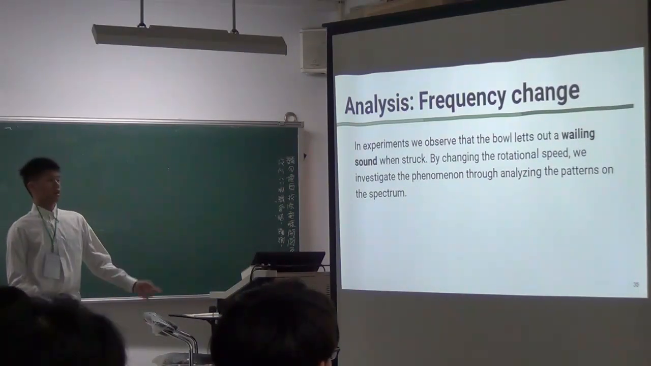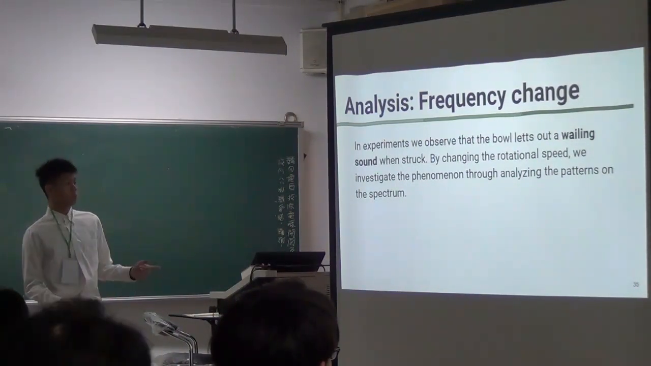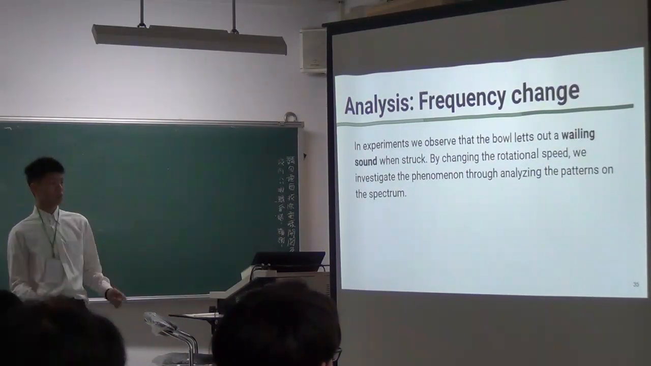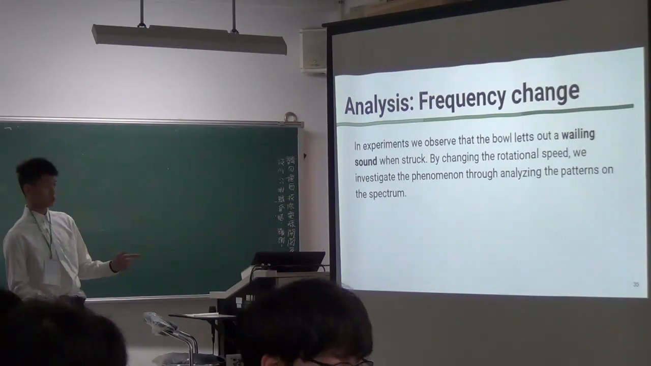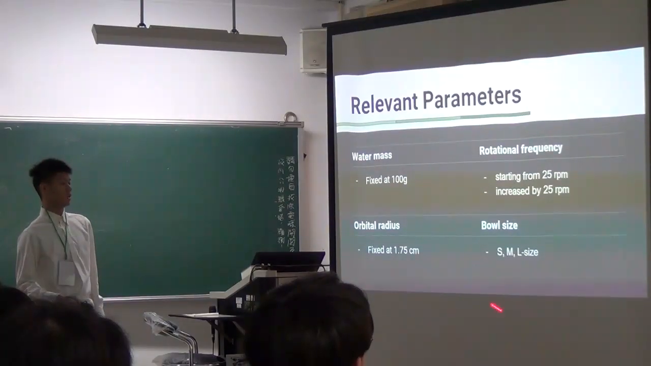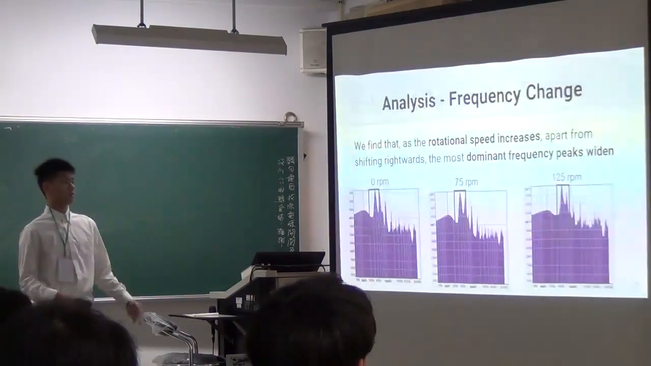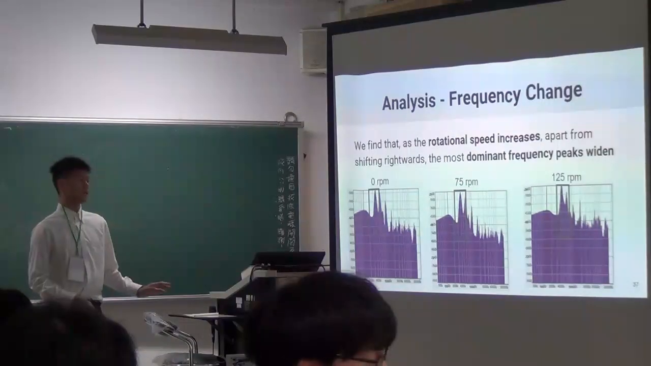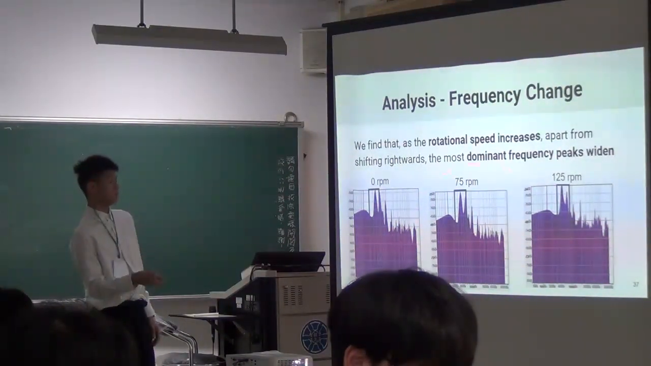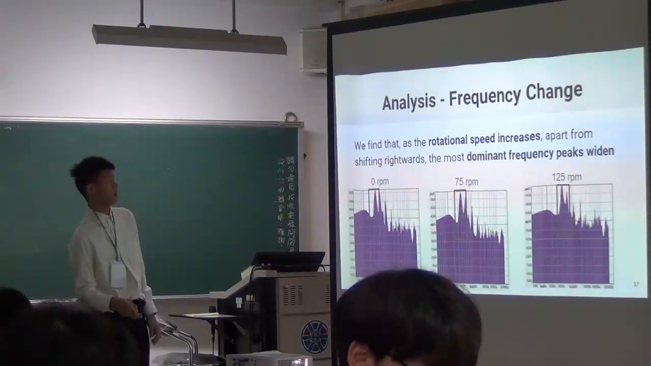Okay, so let's move on to our analysis. We observed that the bowl lets out a wailing sound when it's struck. By changing the rotational speed, we investigate the phenomenon through analyzing the patterns on the spectrum. We're again changing the rotational speed and different bowl sizes to compare. So let's just see these 3 graphs. This is 0 RPM, 75 RPM, and 125 RPM.